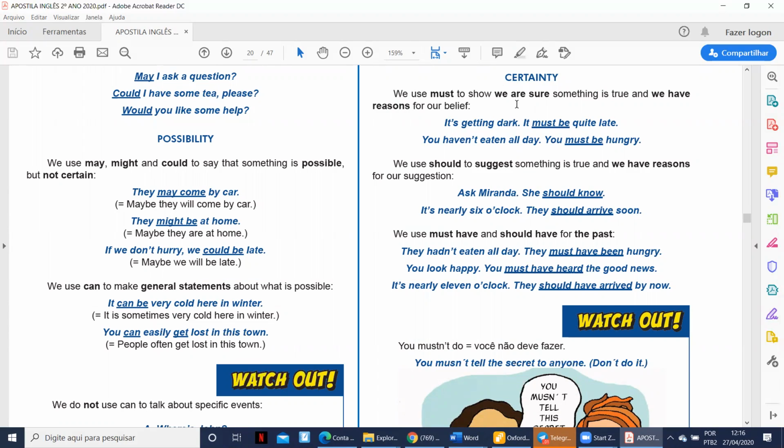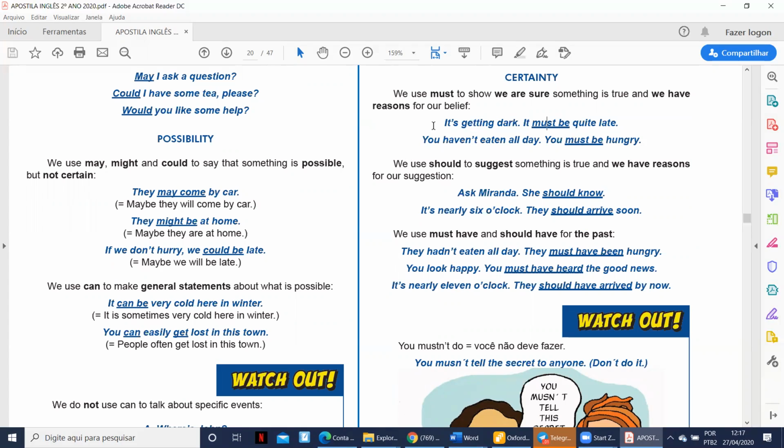When you are certain about something, you can use must, okay? It's not, I mean, we are sure, we are almost 100% sure, okay? Example, it's getting dark. It must be quite late. Deve ser bem tarde. You haven't eaten all day. You must be hungry. Você deve estar com fome.